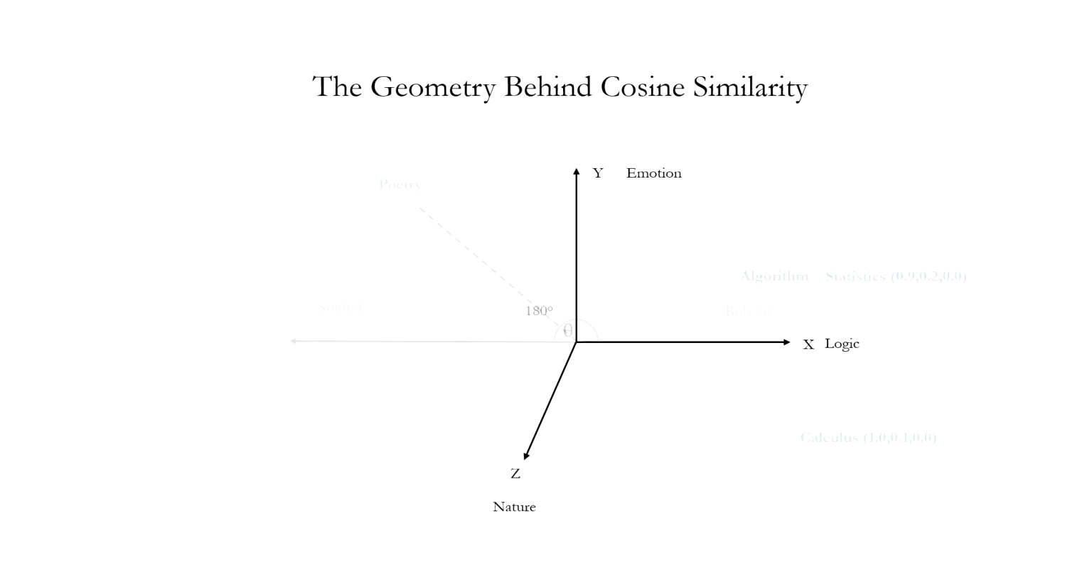Now let's talk about the geometry behind cosine similarity, because I think it gives good intuition as to how cosine similarity works, and it adds to the formulas that we just talked about. Now we see this three-dimensional axis, where we've got y in motion, x in logic, and z in nature, right? So we've got a lot of words that could fall into any of these three categories.